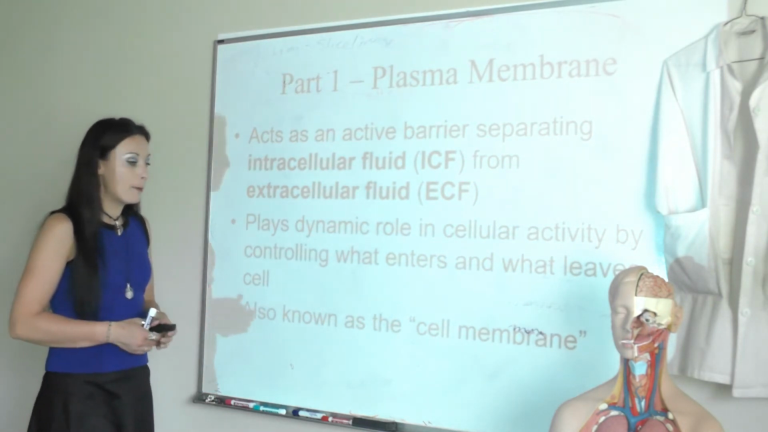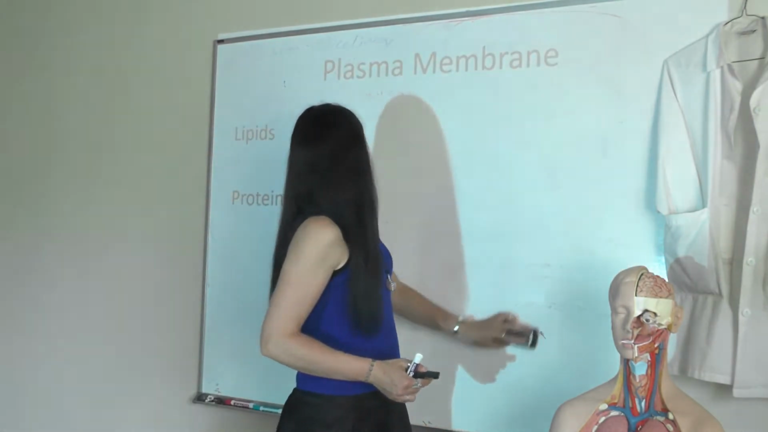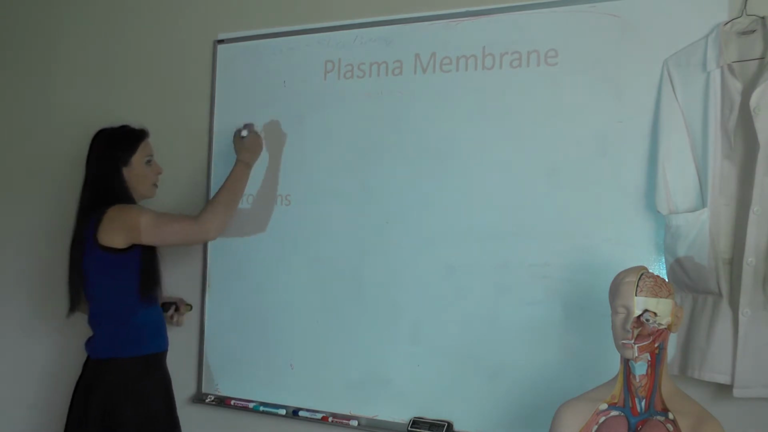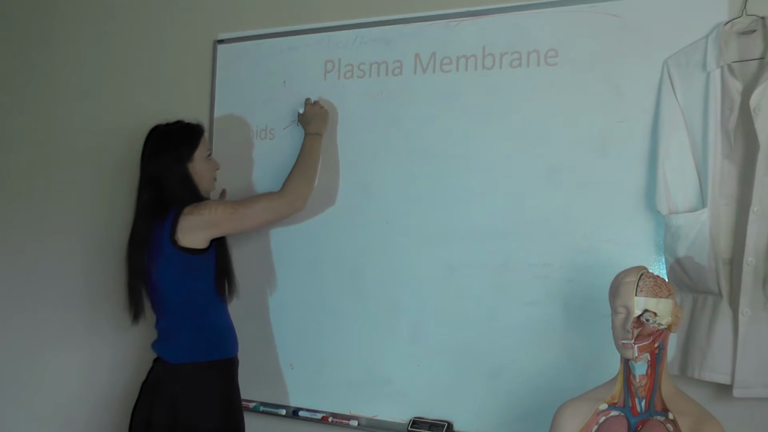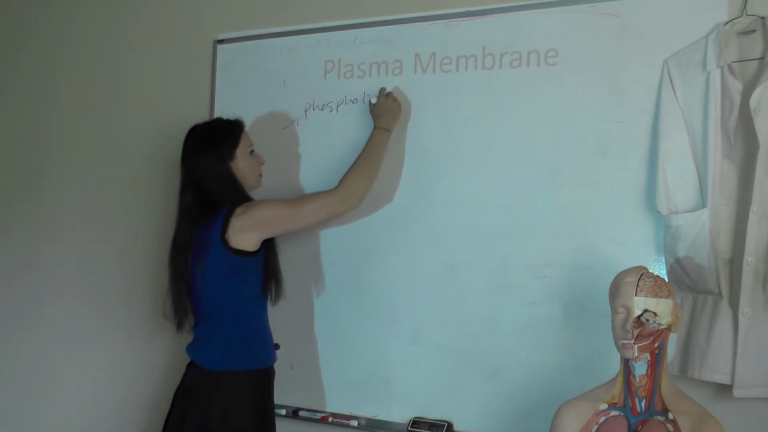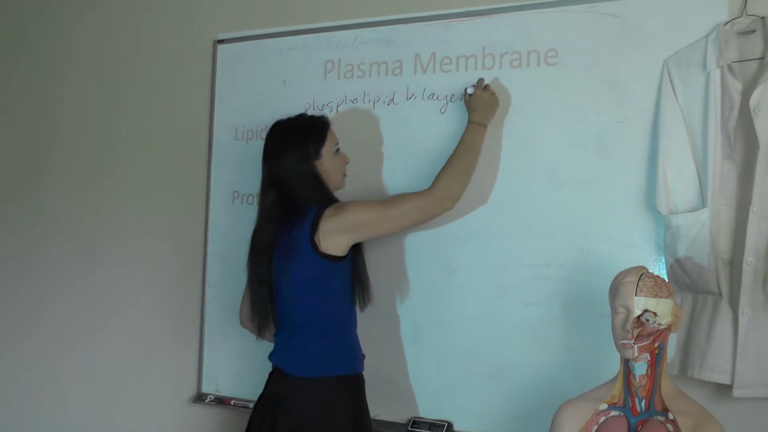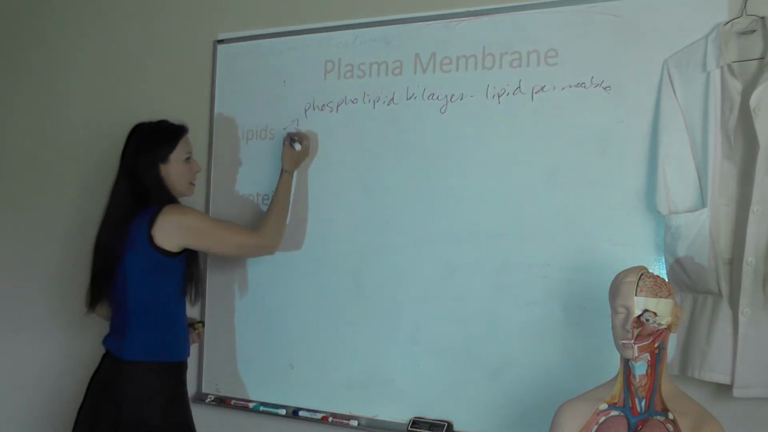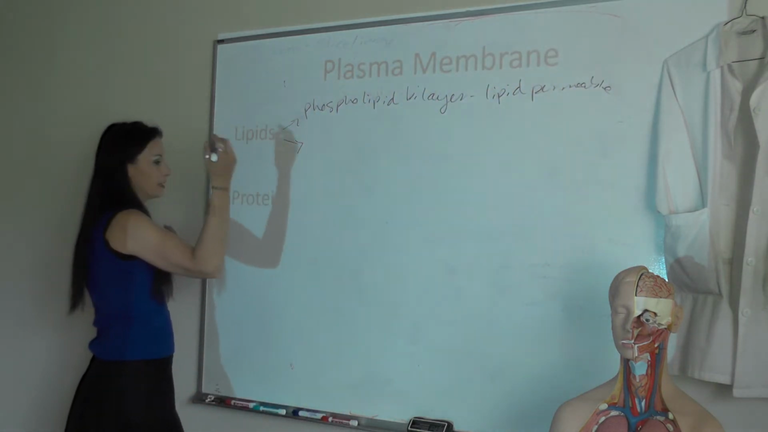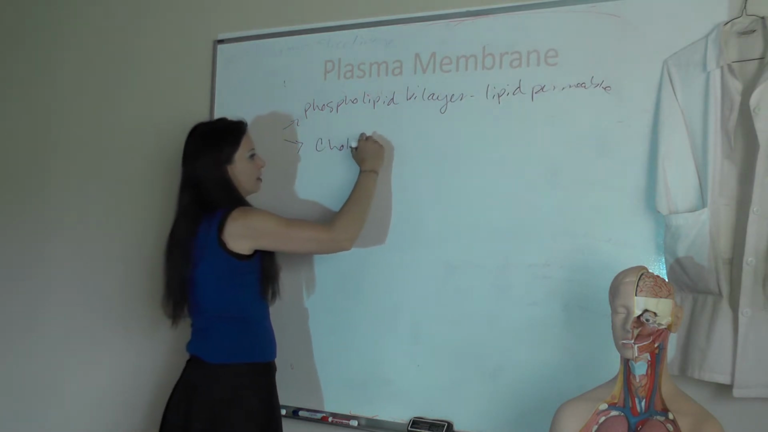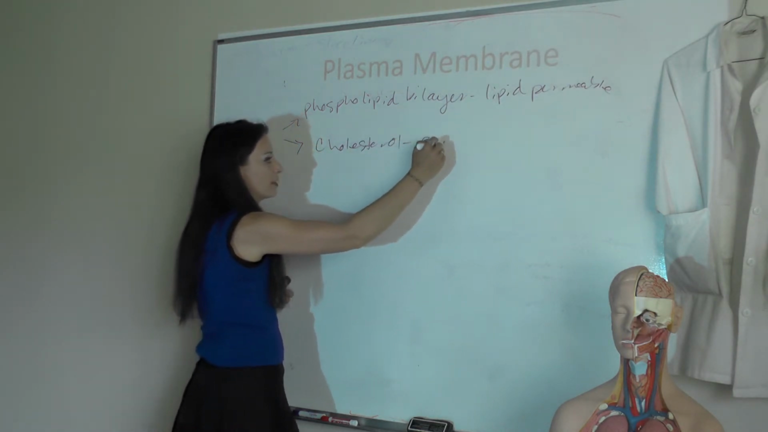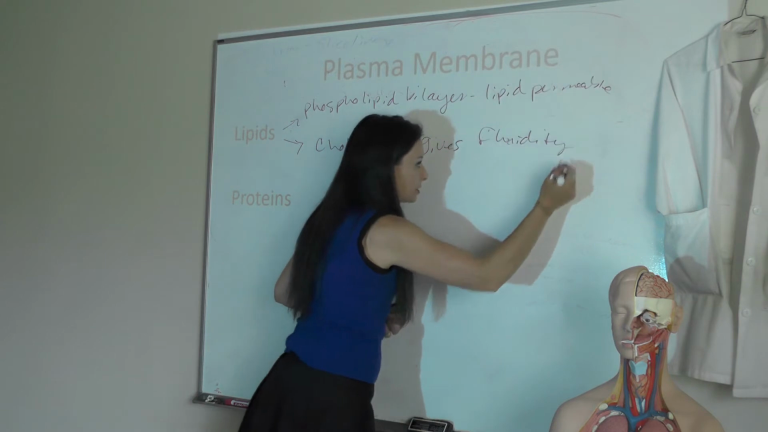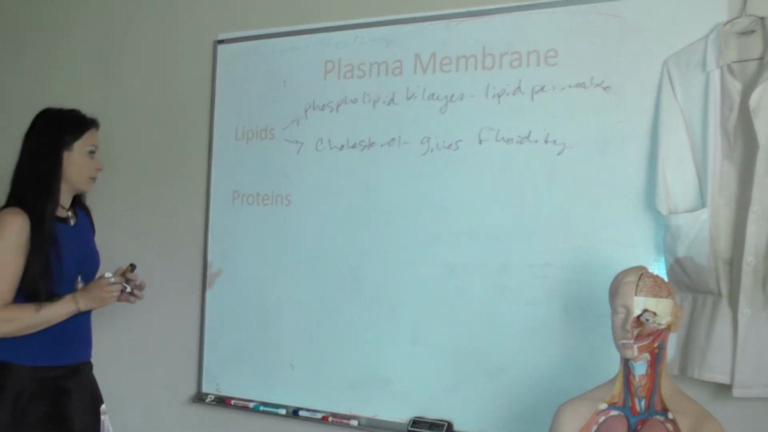So it's known as the cell membrane. Oh, what do we care about it? It's a phospholipid bilayer, so it's lipid permeable. And we can also find other lipids present in it, like there's cholesterol in the plasma membrane, and this is what helps to give it that fluidity. So it gives fluidity. If you don't have cholesterol, plasma membranes get rigid, and that's never good.